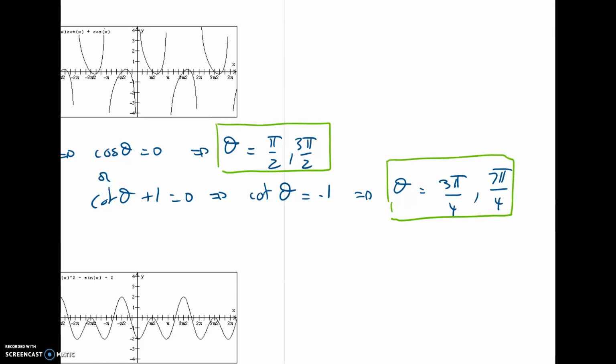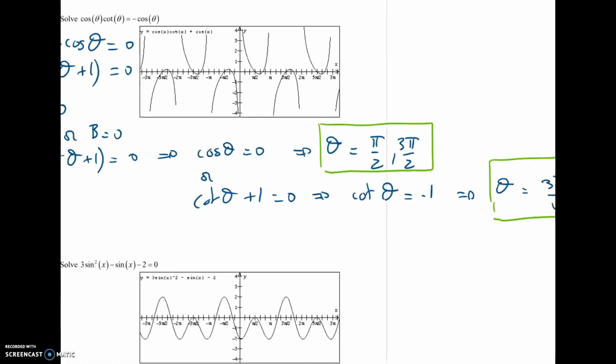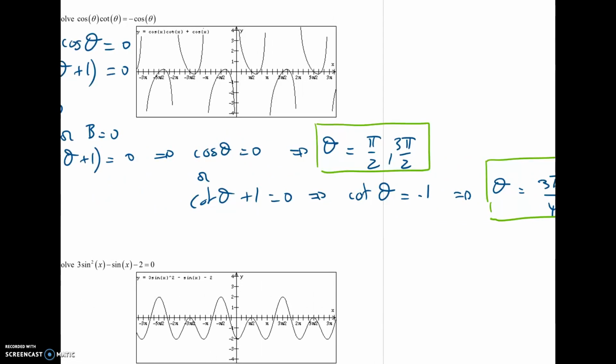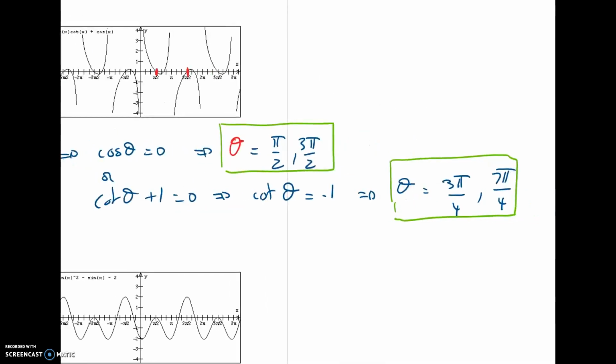Okay. And when you look at it graphically, you can see, let's see if I represent this with the angle, pi over 2 is right here, and we have 3 pi over 2 right there. But I have also, let's do that in blue, I have also 3 pi over 4, 7 pi over 4 right here. Okay?